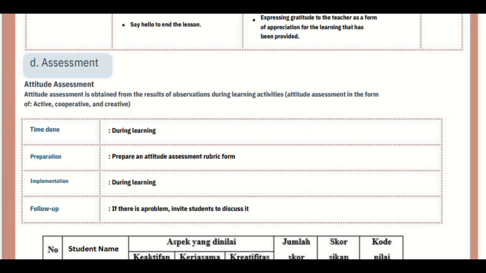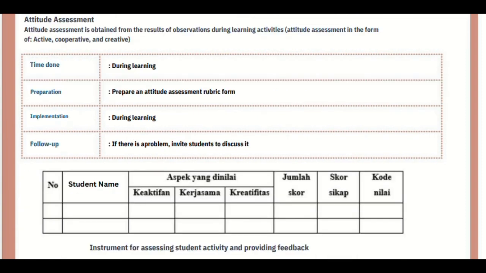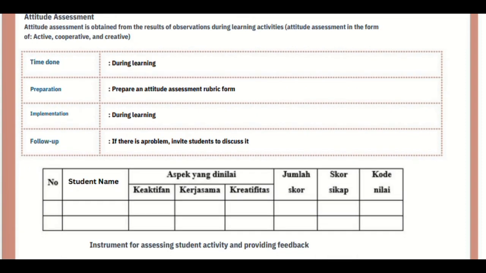Next is assessment. Attitude assessment. Attitude assessments are obtained from observation during learning activities. Attitude assessment is in the form of activeness, cooperation, and creativity. Teachers carry out attitude assessment by observing student behaviors during learning activities, such as activeness. Students actively participate in discussion and group activities.